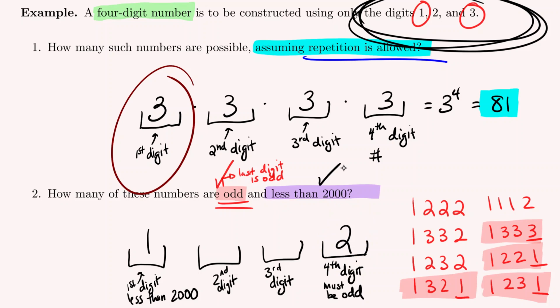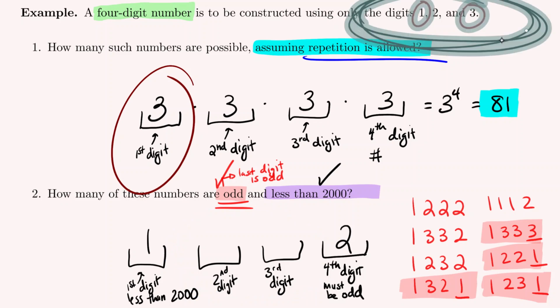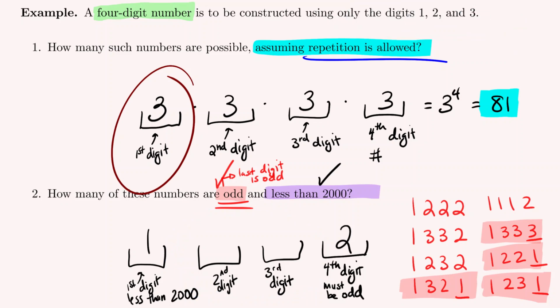We've ensured that it's less than 2000. So there's no more restrictions that could be met, and that means we could choose anything that was originally acceptable to go in our 2nd or 3rd digit. So we were still okay with repetition. And in terms of the 2nd or 3rd digit, I could choose from either 1, 2, or 3. So there's 3 options for the 2nd digit, 3 options for the 3rd digit.